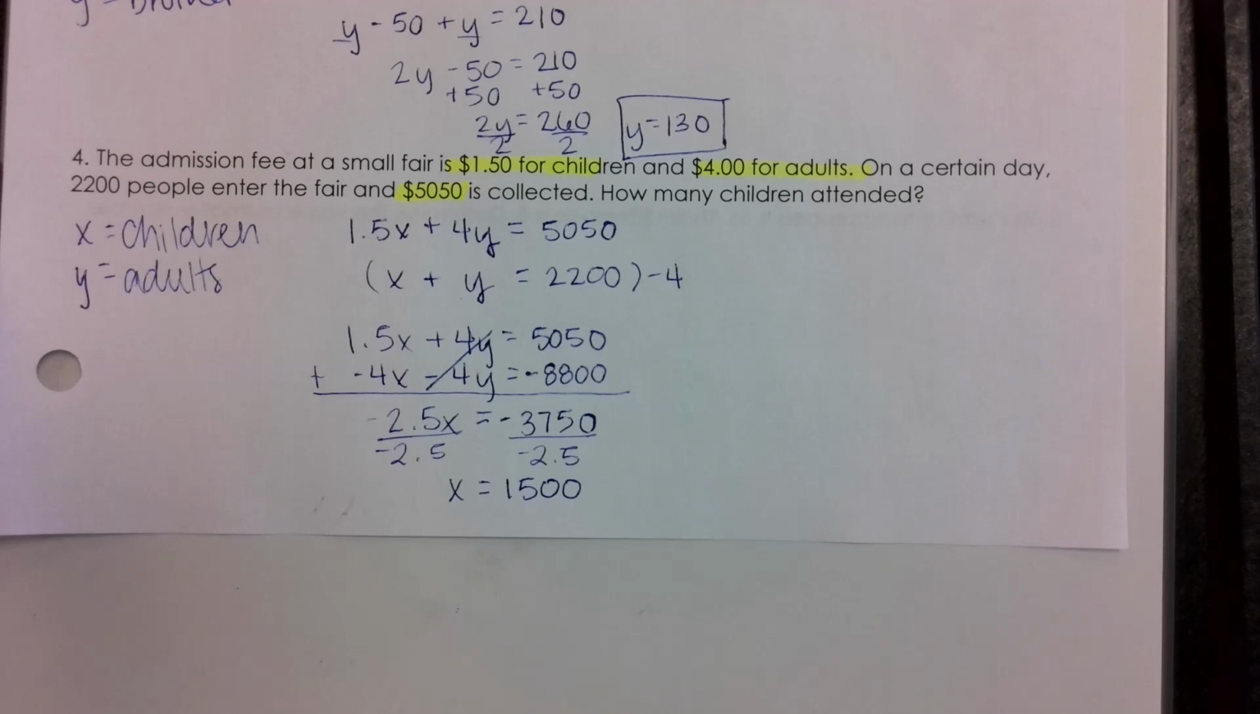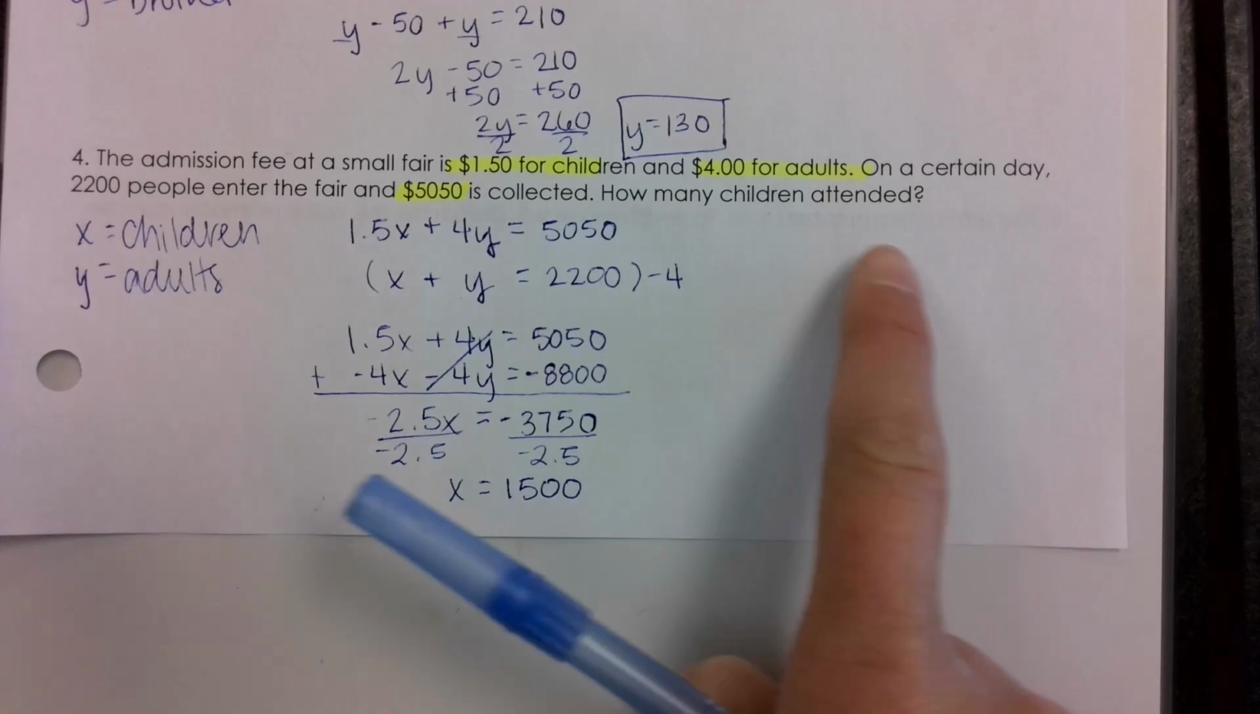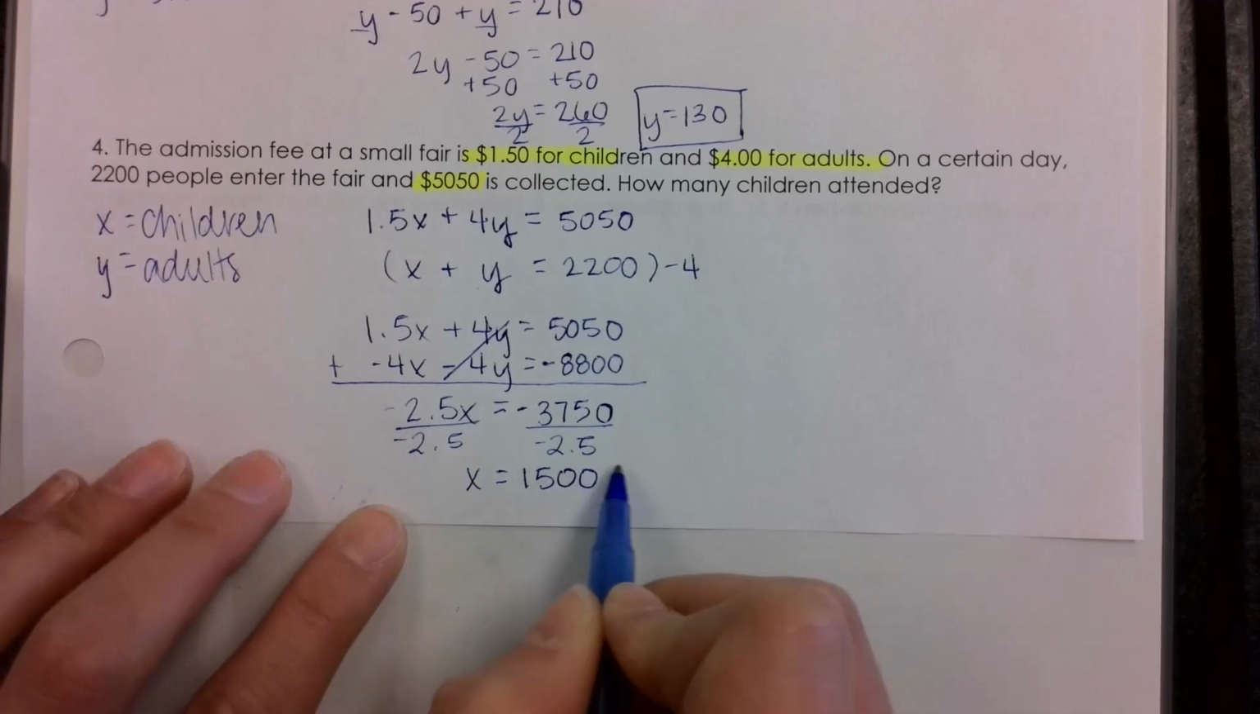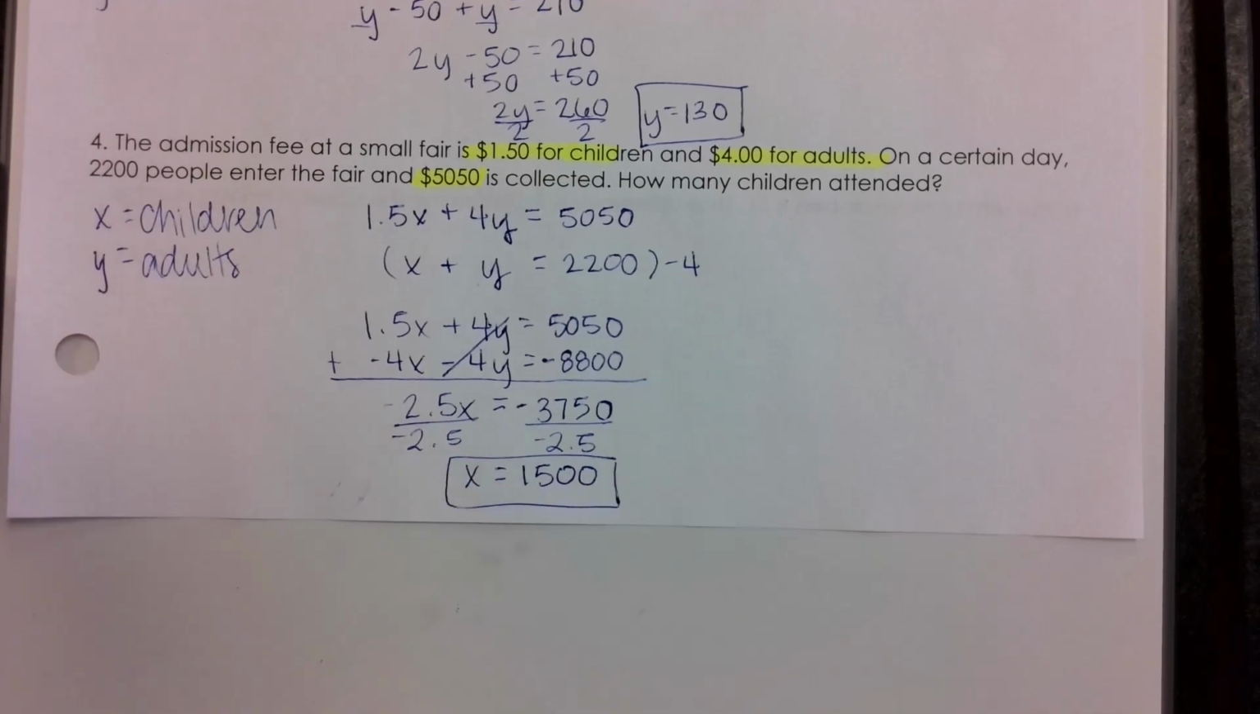Let's just use common sense for a second. Is that going to work? No, so you know that if you get that as your answer, probably just make it positive. Is that okay? So we got X, and it asked us how many children attended. Do we know that now? Yep, so 1,500 children attended, and we are all done. Okay? Questions?